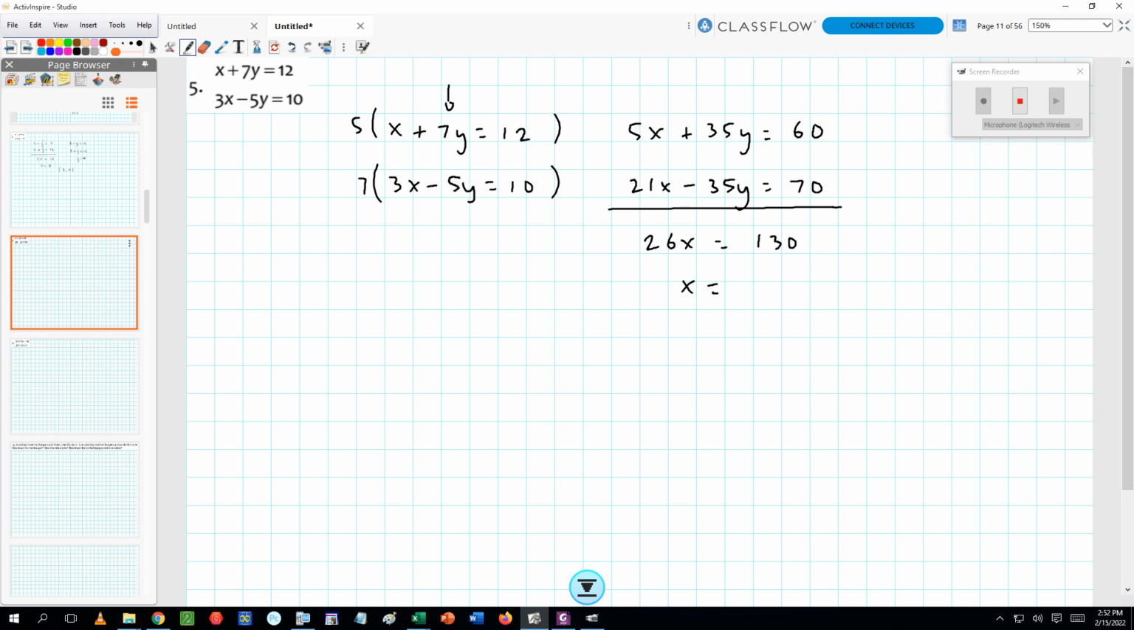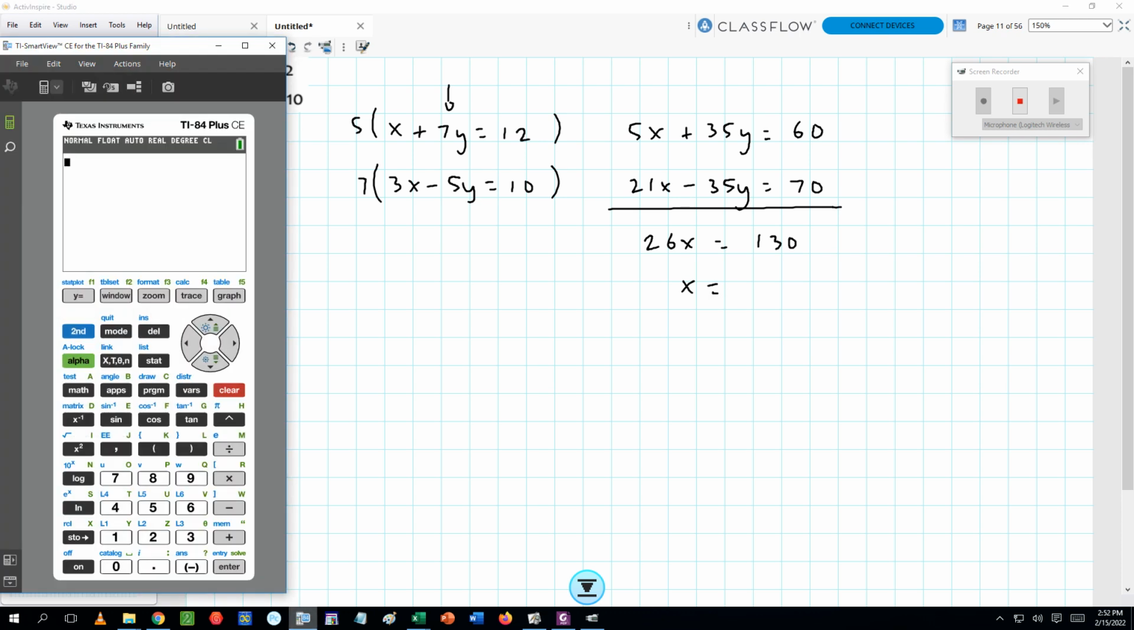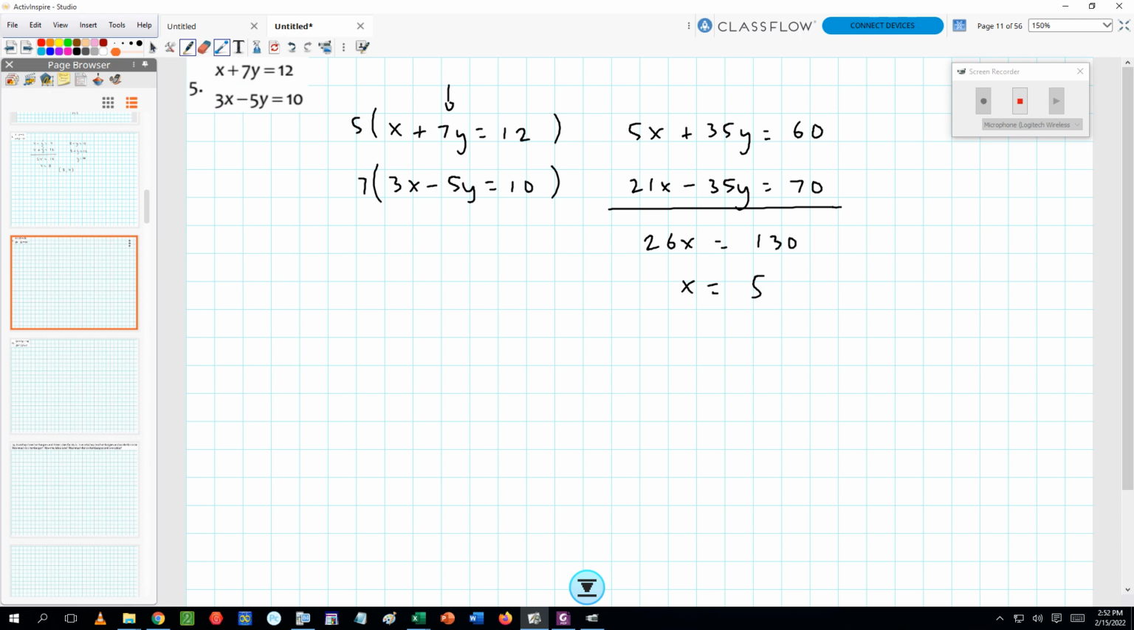Divide the 26 out, and I believe 130 divided by 26 is 5. Your answer is 5. Take that 5 and go back to one of the original equations. And I like that top one. So I'm going to replace the x with a 5, and I'll have 5 plus 7y is equal to 12. I'm going to subtract the 5. 12 minus 5 is 7. Divide the 7, I get 1. Your answer is 5, comma 1. X first, y second.